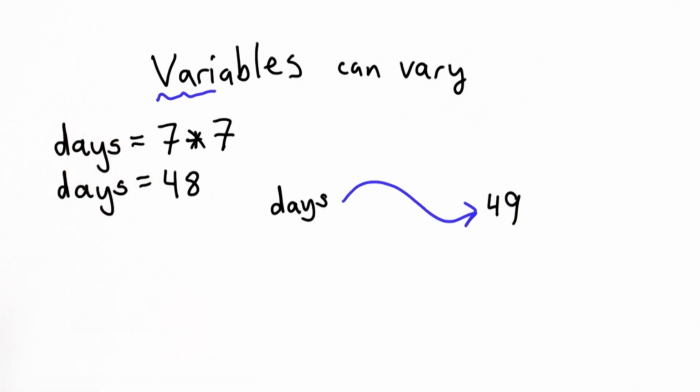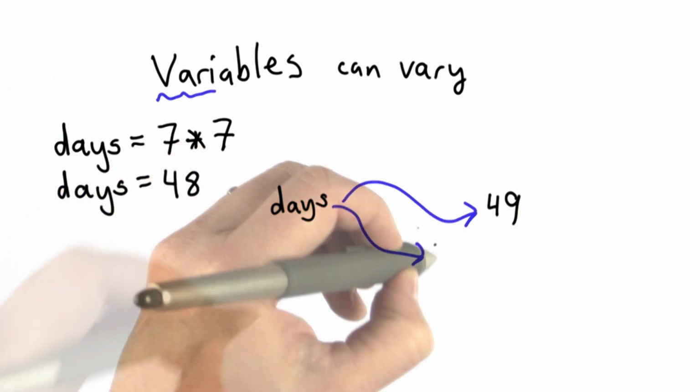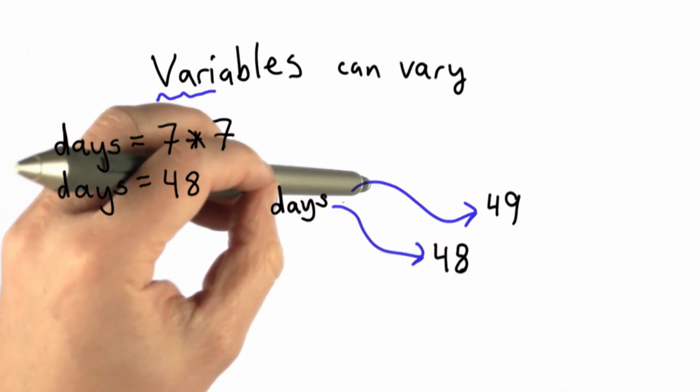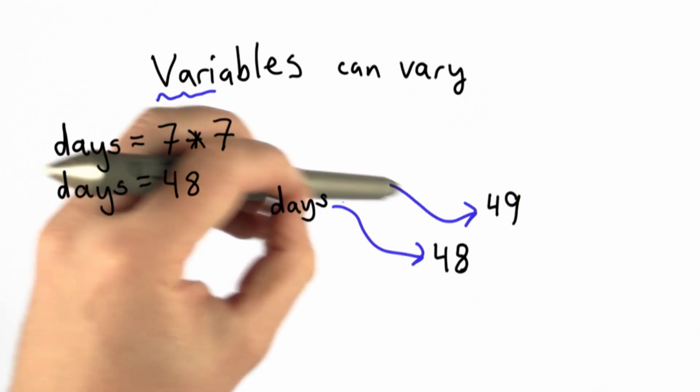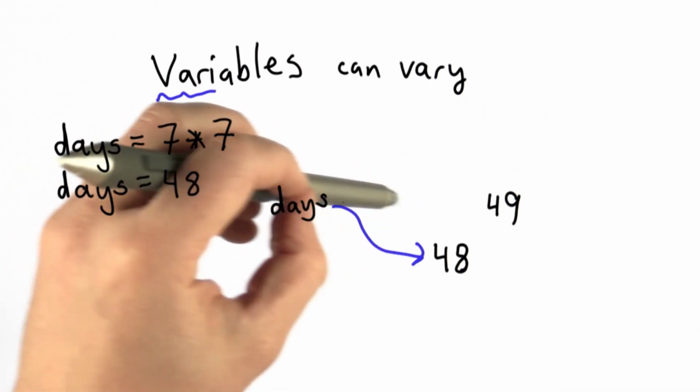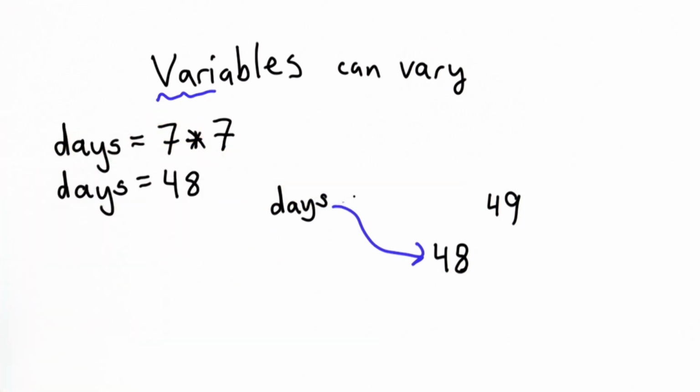If we do another assignment, let's say we have one less day, and in this case, we'll assign 48 to days. Well, that's a new assignment. We already have a name days. It used to refer to 49, but after the new assignment, it's going to refer to this new value. Now it's going to refer to the value 48. The number 49 still exists, but days no longer refers to it. Now days refers to 48.